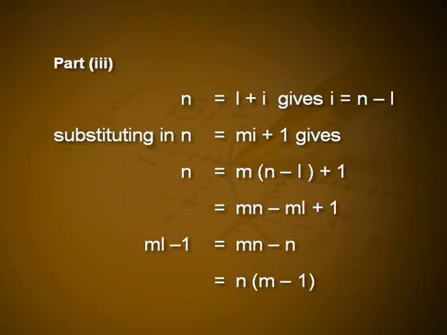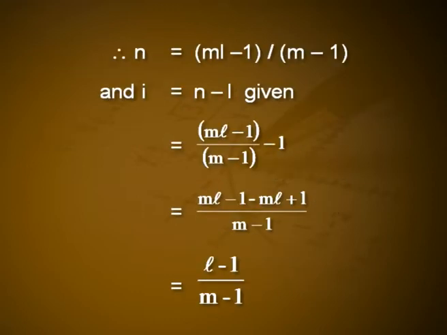This gives mL minus 1 is equal to mn minus n, and that is equal to n into (m minus 1). Hence, n is equal to (mL minus 1) the whole divided by (m minus 1), and i equal to n minus L gives i equal to (mL minus 1) by (m minus 1) minus L, that is equal to (mL minus 1 minus mL plus L) the whole divided by (m minus 1), and that is equal to (L minus 1) by (m minus 1). Hence, the theorem is proved.